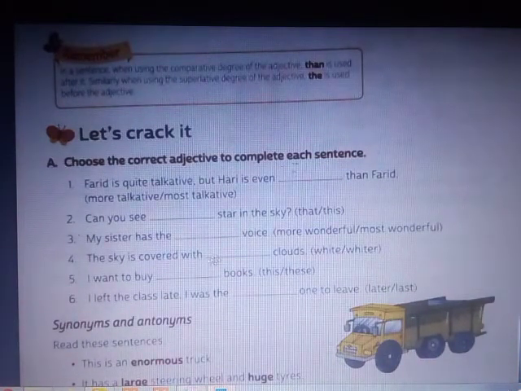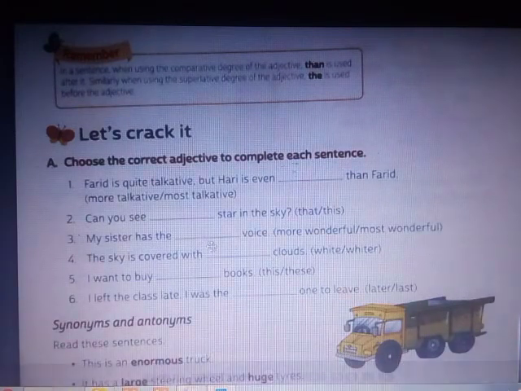The sky is covered with white clouds. I want to buy this book, T-H-I-S, this. I left the class late. I was the dash one to leave. I was the last one to leave, L-A-S-T, last. Okay. So in this way, you have to choose the correct adjective from the bracket and fill in the blanks.